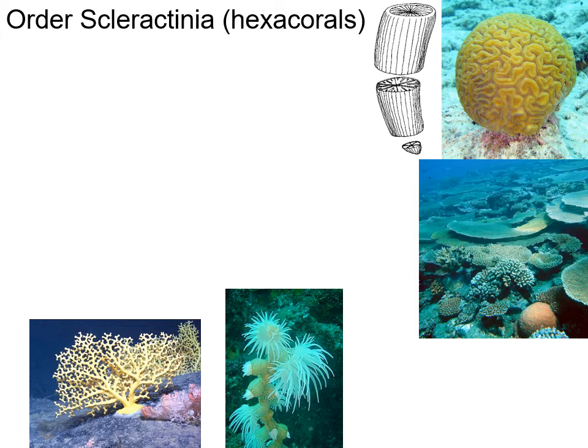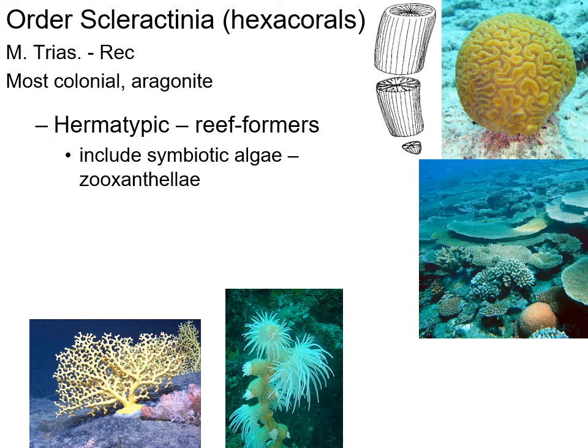Our modern hexacorals are all members of order Scleractinia. These appear in the middle Triassic and are still around today. So if you go snorkeling or scuba diving and you see corals, you're looking at Scleractinians. Most of these are colonial. We do have some solitary Scleractinians, and they actually make a calcium carbonate structure that's truly aragonitic rather than calcitic. They are hermatypic reef formers.